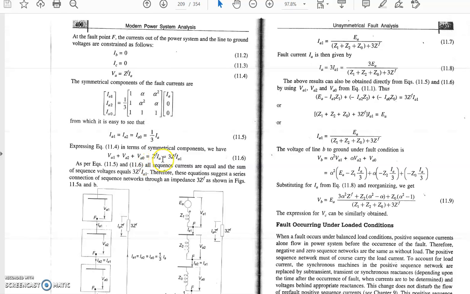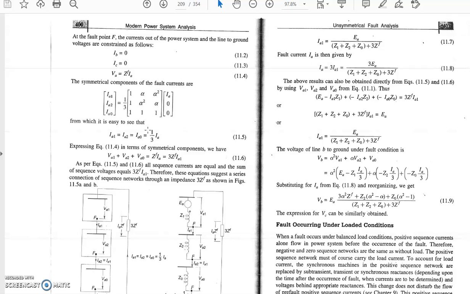It is equal to Zf into Ia. And in terms of symmetrical components, Ia will become 3 Ia1. So it will become 3 Zf Ia1. So this is the third step, that you have to make the relationship between the symmetrical components of the voltage and current with respect to the phase components.